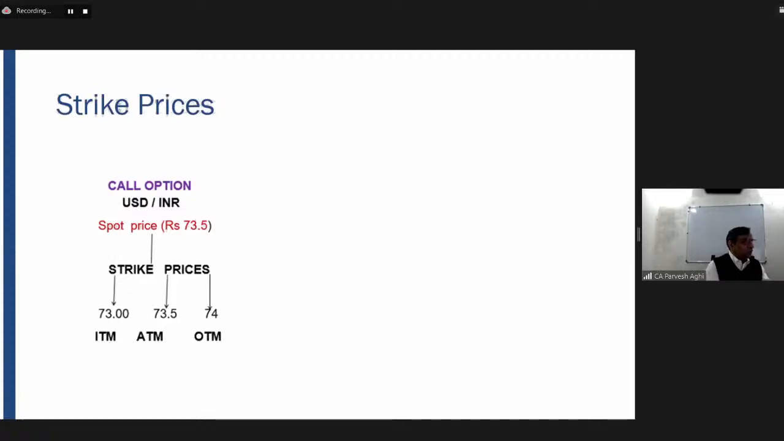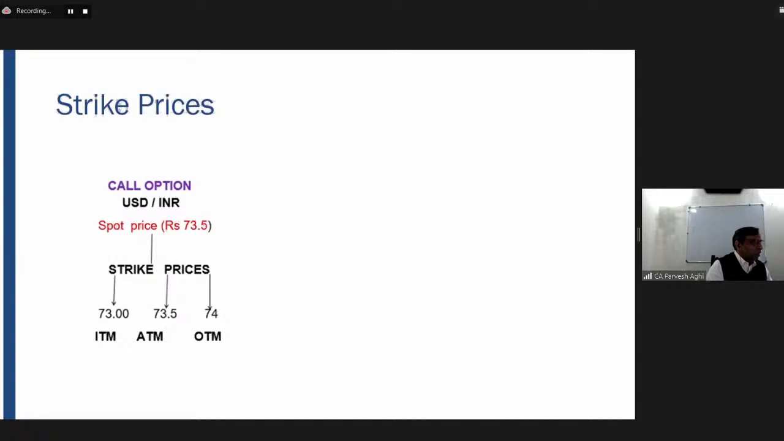Why in the money? Because if you choose a strike price of 73, you have chosen a call option, a call option to buy something. Okay, so the rate is already 73.5. So you got a right to buy at 73. So to begin with, you're actually in a profit position of 50 paisa. So it is giving you the money right away. So it is in the money.